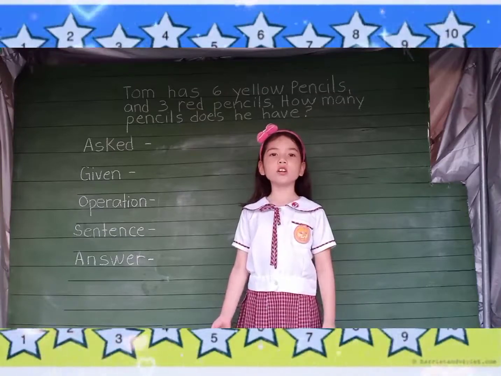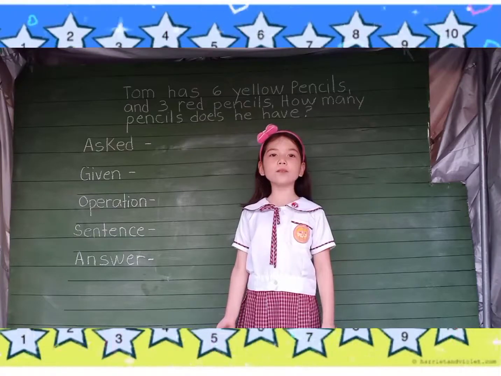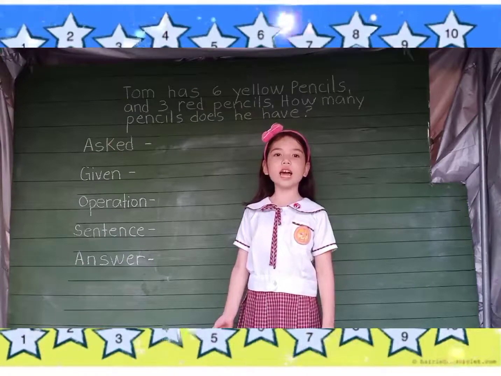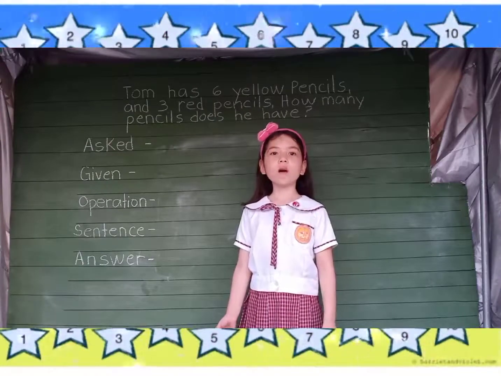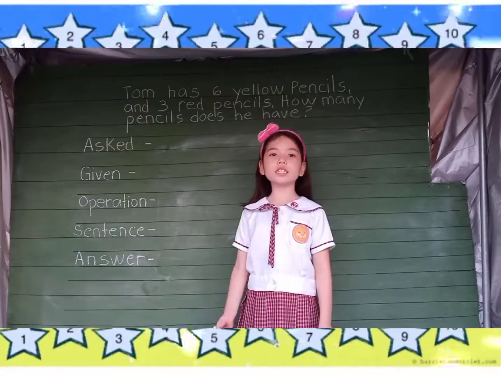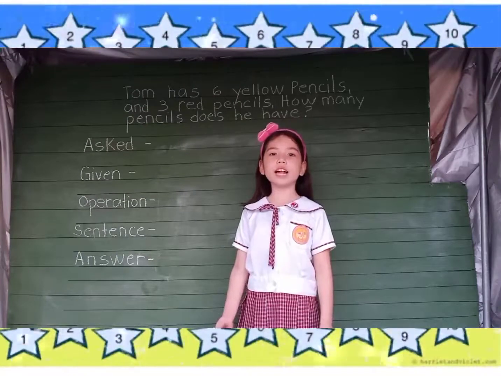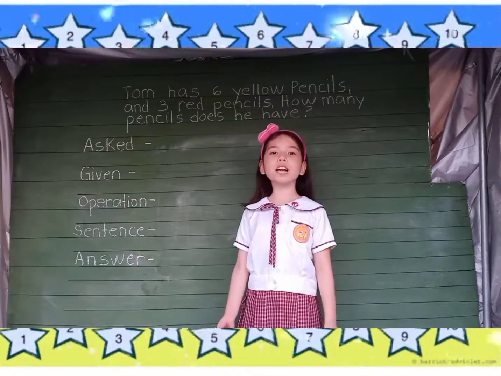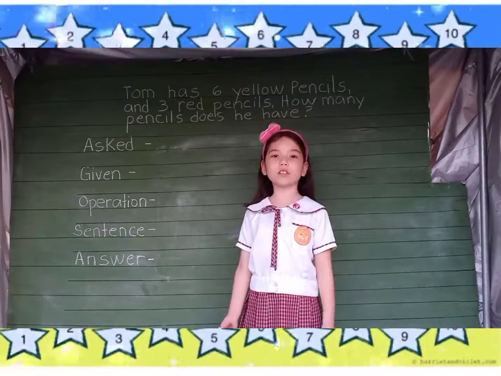Today we are going to solve a math problem in 5 steps. Tom has 6 yellow pencils and 3 red pencils. How many pencils does he have?